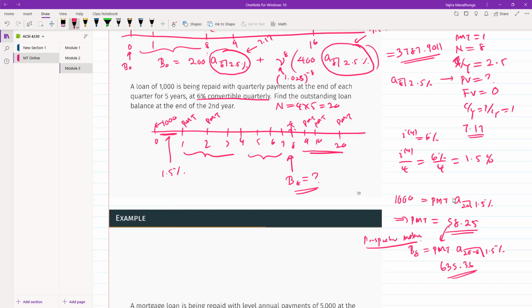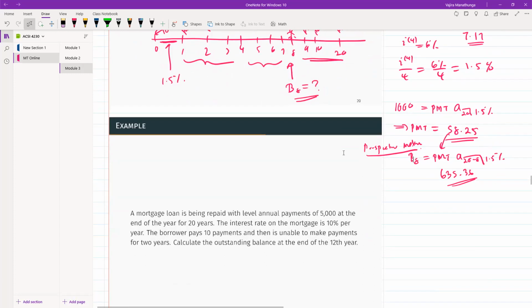You can use any method, depending on the problem. Sometimes both are the same, whether it's easy to use or not. But sometimes one method is preferred over the other. So it depends on the problem.